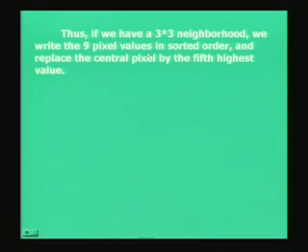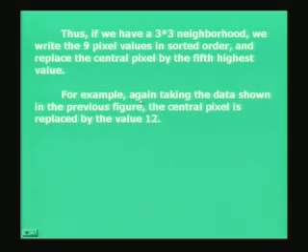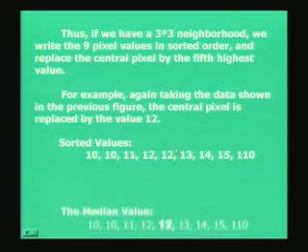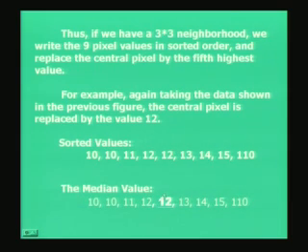But for simplicity here, in order to handle the values on this screen, we are talking of simply 9 pixel values, and you replace the central pixel by the 5th value only. So, for example, again taking the data shown in the previous figure, the central pixel value is replaced by 12. If you have sorted values like this, what is the median value? First, second, third, fourth and fifth. This is the median value. So, the median value is 12 here, which is highlighted and underlined.